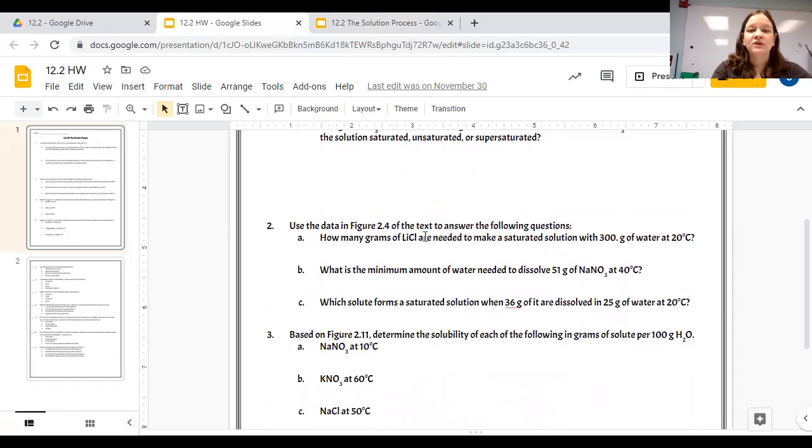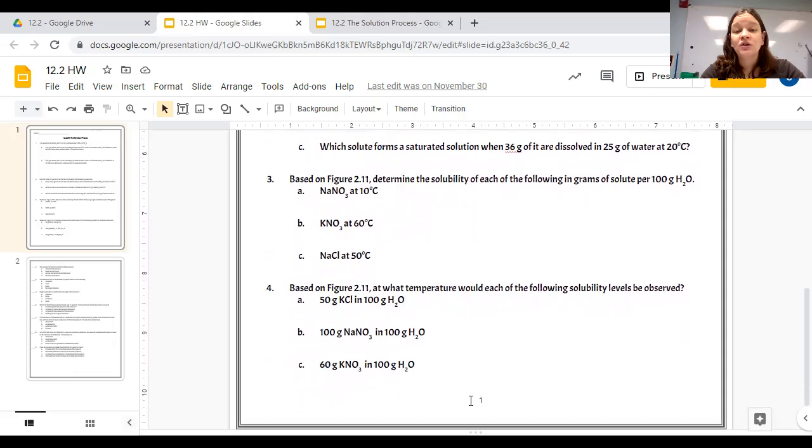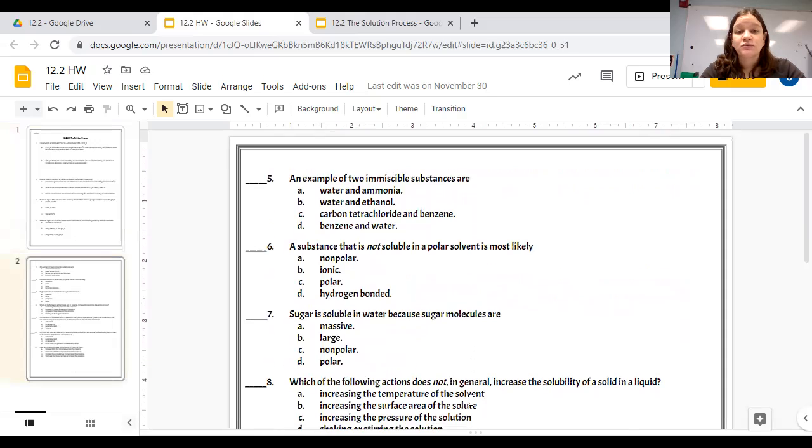For question 2, you will need a table from your book. You need the data in figure 2.4. If you would like to go and look at that and take a picture of it and you don't have to take your book home, totally fine with that. Questions 3 and 4 are based on a different figure. And then the backside is all multiple choice.